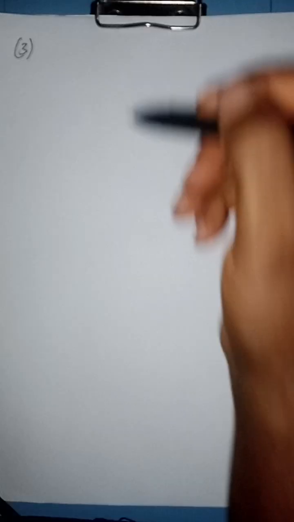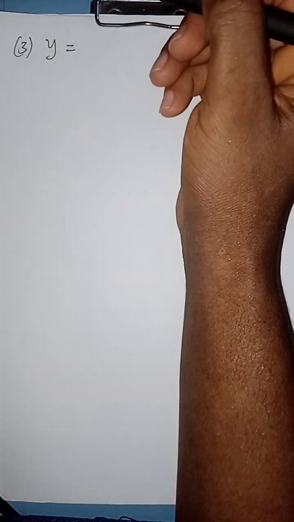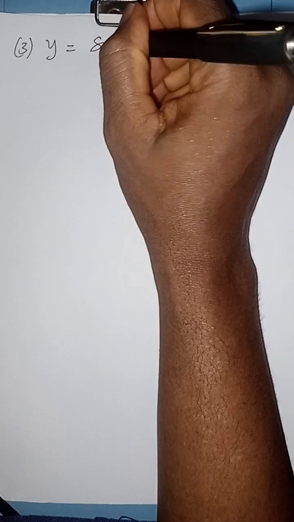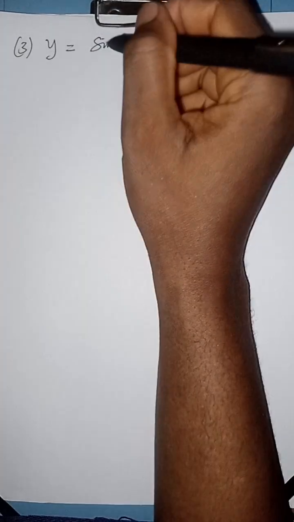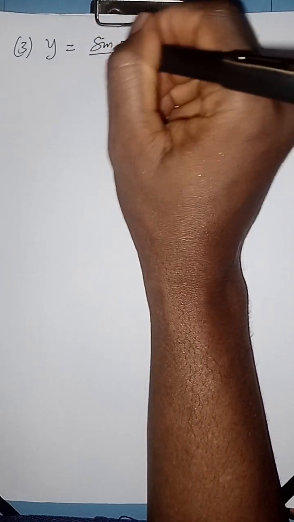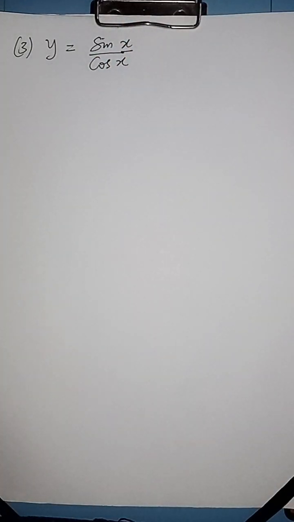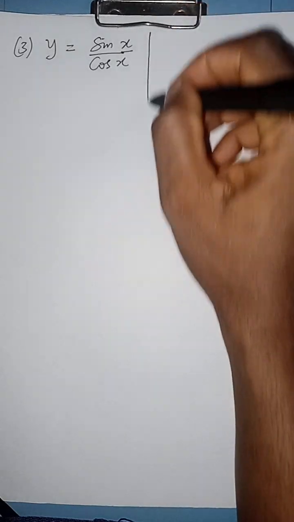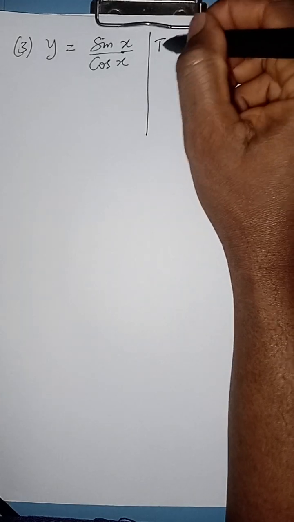Now, number 3 example. Number 3 example is y equal to sine x over cos x. So we are differentiating this. But before we do, we just want you to remember something in what we call trigonometrical identity.